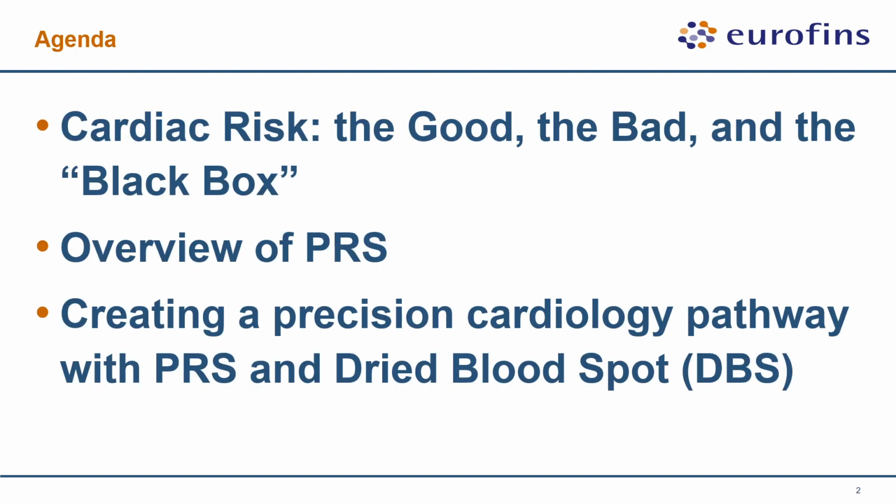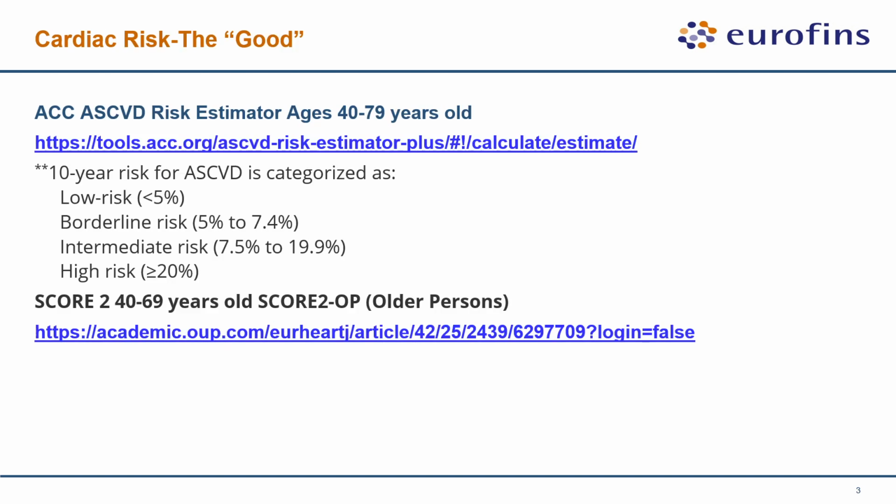First, let's look at cardiac risk and understand that it gives us an opportunity to look at the good, the bad, and the black box of cardiology or cardiovascular risk assessment. And using that as our backdrop, we will proceed to overview the polygenic risk scores and discuss how using polygenic risk scores and dry blood spot testing allowed me to create a precision cardiology pathway in my practice.